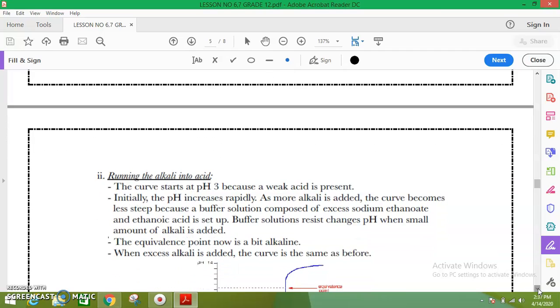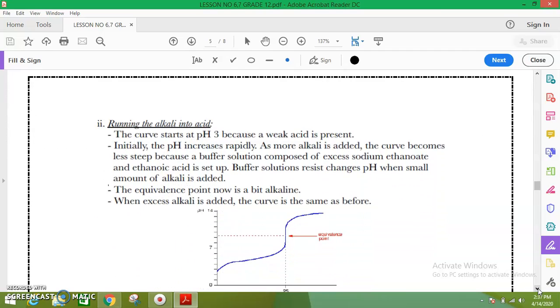And the second method, running alkali into acid. So it will start from pH 3 because a weak acid is present. So it will be 3 or above 3, it's a weak acid. So we will start, initially it increases rapidly, and this vertical line you will get above 7. Above 7 means your base is very strong.